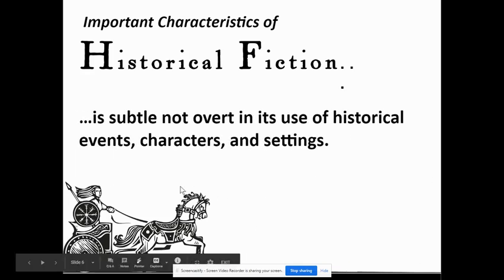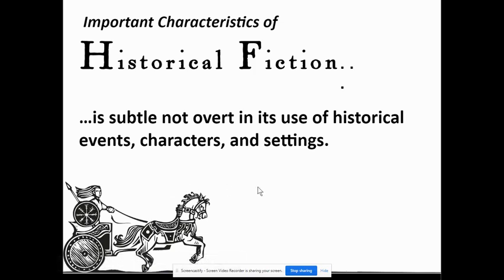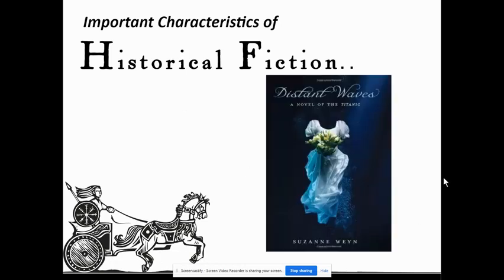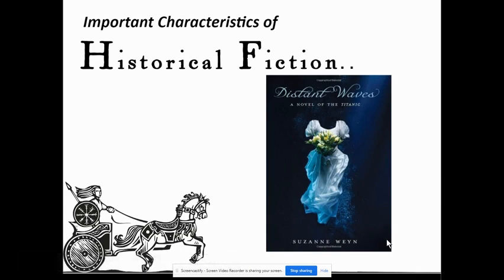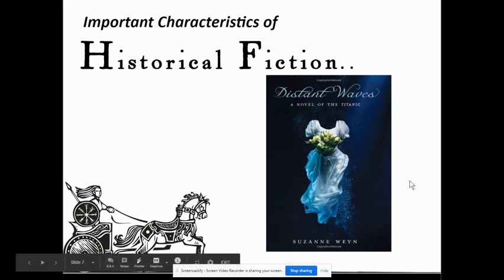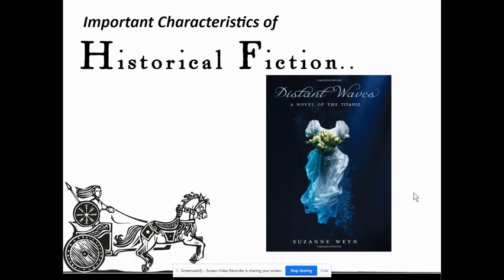So, number 3, it is subtle, not overt, in its use of historical events, characters, and settings. Subtle means just a little bit, and overt means a lot. So, for example, I read this book called Distant Waves by Suzanne Weyn. She's normally a really, really good author. But in this one particular story, I did not enjoy it at all because she went beyond subtle and went to the overt. The novel is about 5 sisters living in the late 1800s.